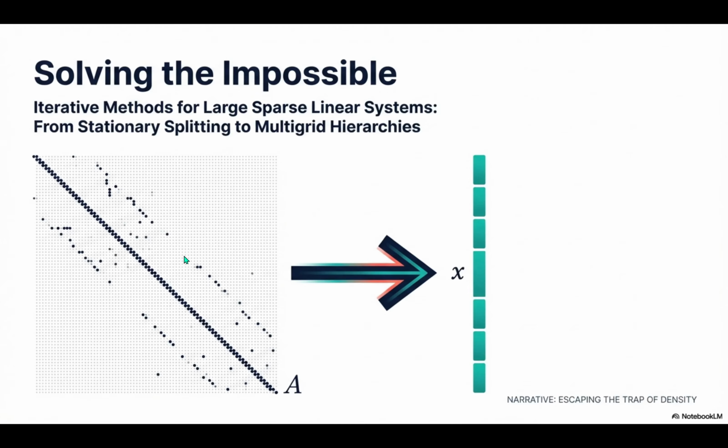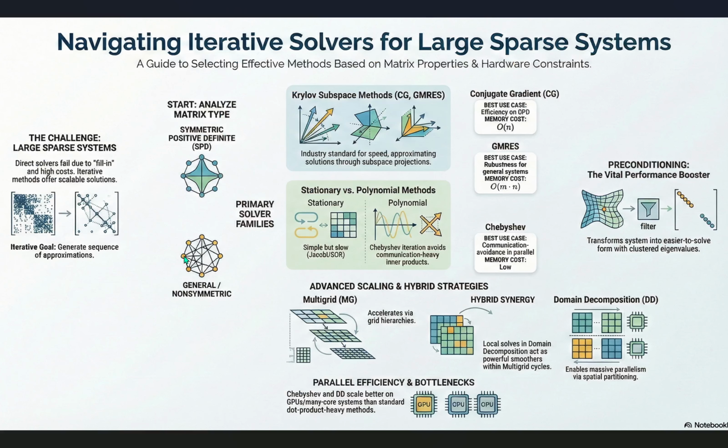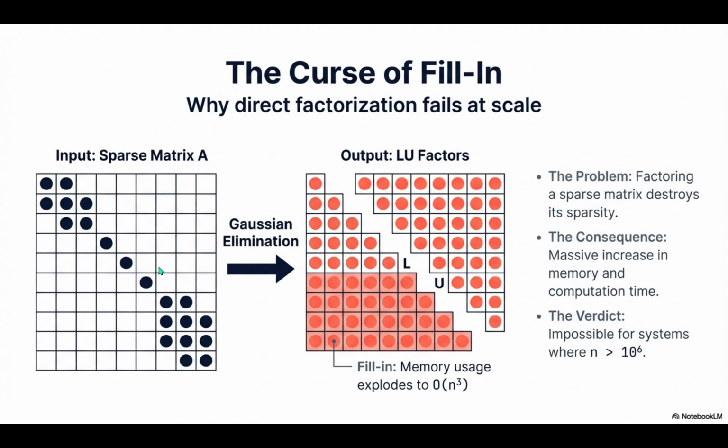They're empty. In physics, things usually only interact with their immediate neighbors. An air molecule pushes on the one next to it, not one a mile away. So the matrix is mostly empty space. Intuitively, you'd think, great, zeros mean less work. You would think that. But if you try to use that classic method, Gaussian elimination, you trigger a complete disaster. It's called fill-in. The curse of fill-in. That sounds ominous. It's a nightmare, a total nightmare for computer scientists.